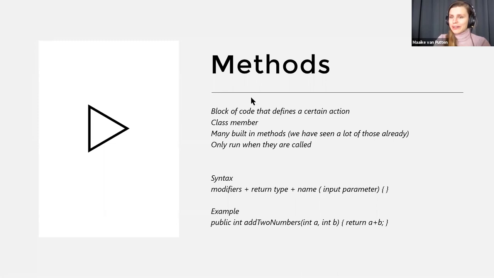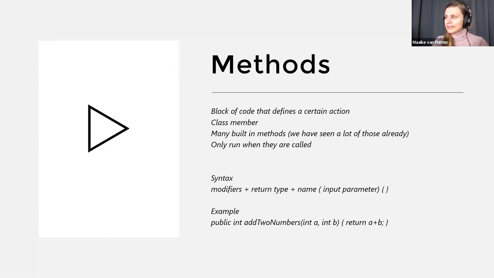So what do these methods look like? Well, here I have some syntax, and this might look a bit weird, but it's first some modifiers, and modifiers are built-in Java words. We'll see today public, for example. Then it's giving the return type of the method, and return type just means whatever the method is giving back. So if the method is giving back some sort of result of a calculation, for example, an int, the return type will be int.